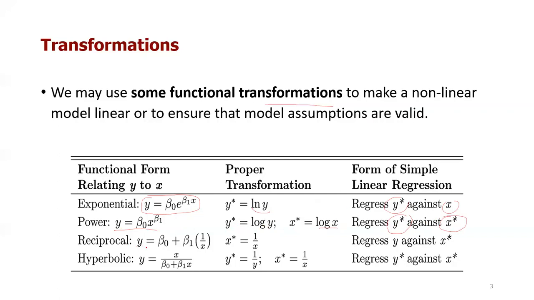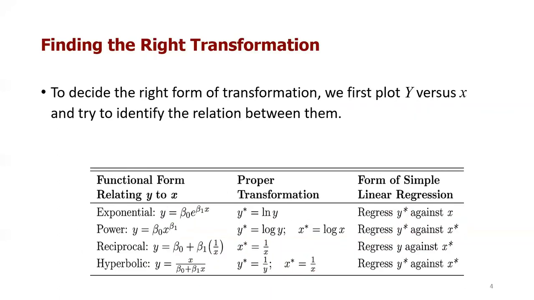If you think the relationship is reciprocal, such that y is equal to beta 0 plus beta 1 times 1 over x, then simply make x star equal to 1 over x. If it is hyperbolic, then just make these transformations and then make the corresponding regressions. So how to decide the right form of transformation? How can you say that y and x are related to each other through this function or that function, and so on? Well, what you can do is, of course, first make a plot of y versus x.